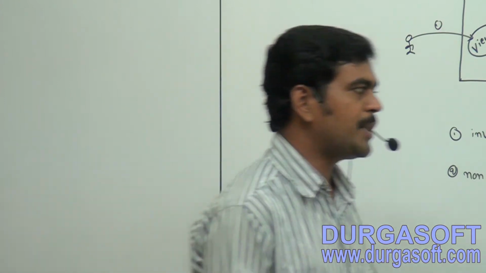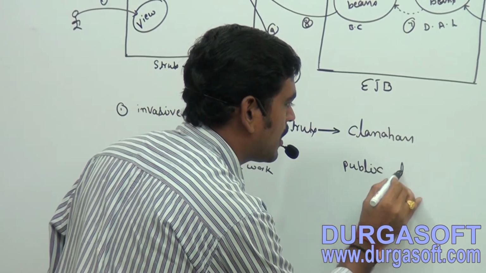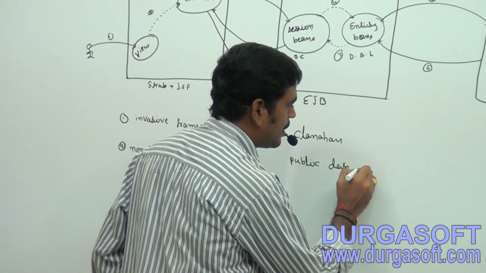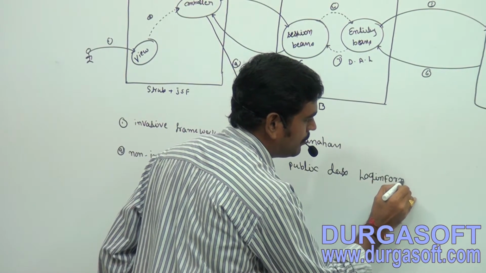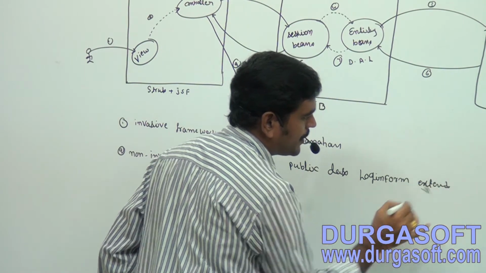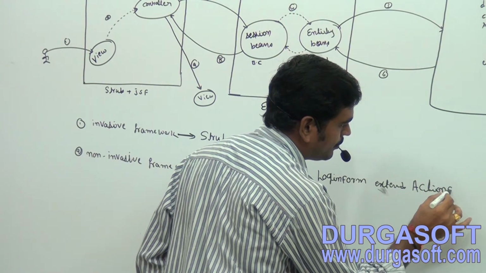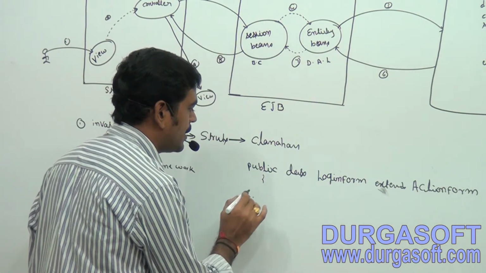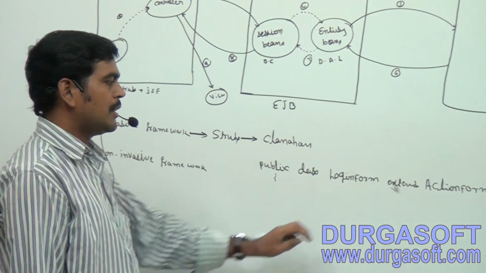How do we implement that form bean object? Like this, for example: public class LoginForm extends ActionForm. This is the way to implement the form bean class.